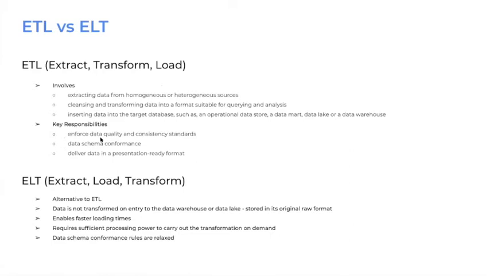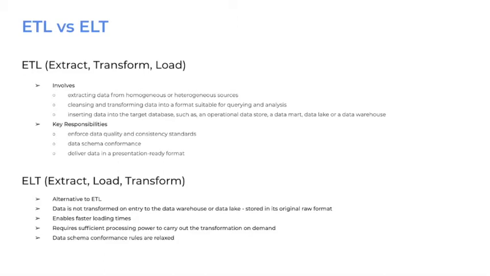This concept, the responsibilities around data quality, consistency, and schema conformance, are very critical to be handled, including the fact that the data which is injected into the data warehouse finally for presentation does not necessarily need to go through any further transformation. So the analytical systems would directly source in the data as is and consume it for reporting.